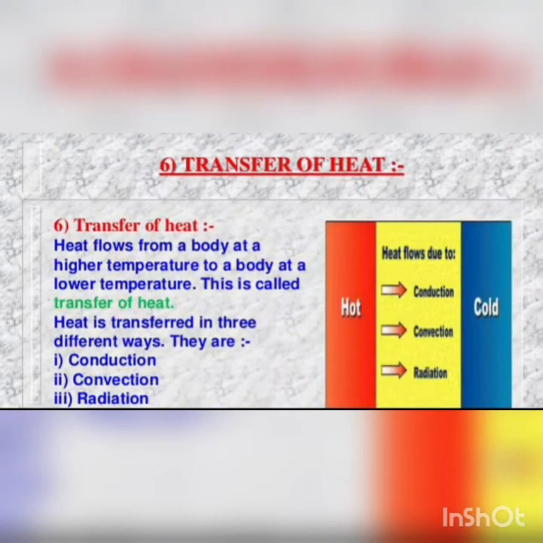Now, we will learn about the modes of heat transfer. Heat flows from a body at a higher temperature to a body at a lower temperature. This is called transfer of heat. Heat is transferred in three different ways. They are conduction, convection, and radiation.